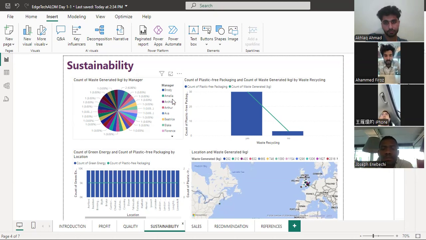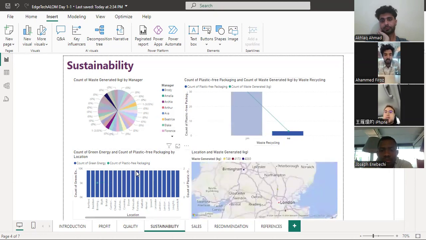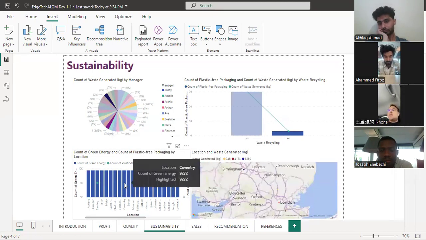The second one is the count of plastic free packaging and the count of waste generated by waste recycling. The count of plastic free packaging is more and the count of waste generated is less, so we need to equalize or reduce the count of plastic free packaging.